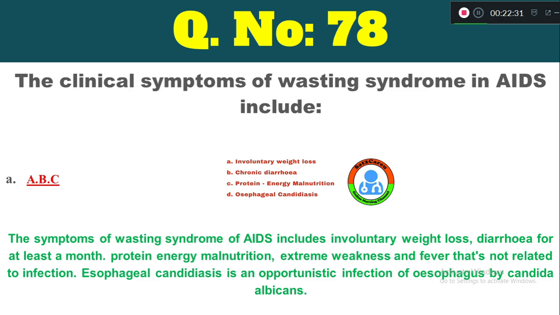First one is the involuntary weight loss, second one is the chronic diarrhea, and third one is protein energy malnutrition. So these symptoms of wasting syndrome of the AIDS client include these three: involuntary weight loss, diarrhea for at least a month, protein energy malnutrition, extreme weakness, and fever. These are not related to the infection. Esophageal candidiasis is an opportunistic infection of the esophagus by Candida albicans also.